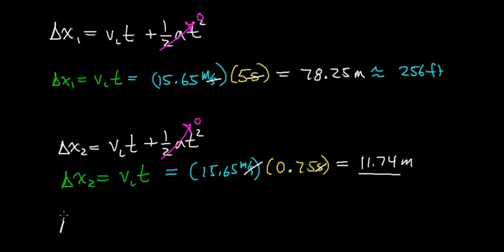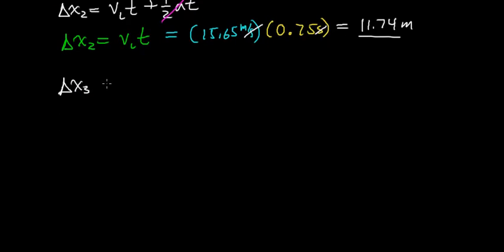Now the last step is we want to calculate delta x3, the distance that you travel while you're slowing down. Now, like in the previous cases, we don't know what this distance is. We also don't know how long it takes for this car to slow down while it's braking.